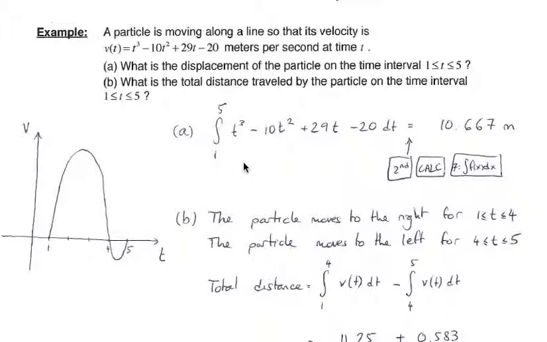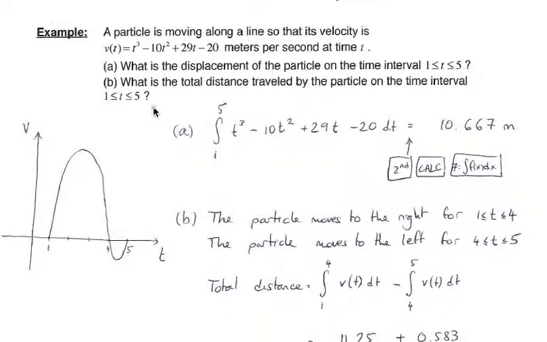So the displacement is simply the integral of the velocity function between 1 and 5. Let's do it with a calculator. If you forgot how to do it, and you have a TI-84, you type in your velocity function with x, of course, not with t, and then you press second calc. It's option number 7, and you put in your lower and upper limits. It'll give you the displacement 10.667.